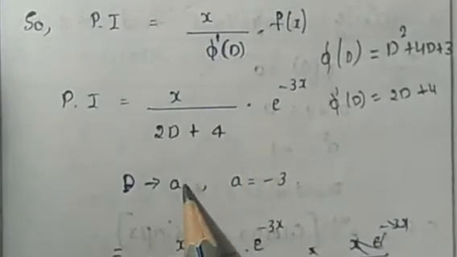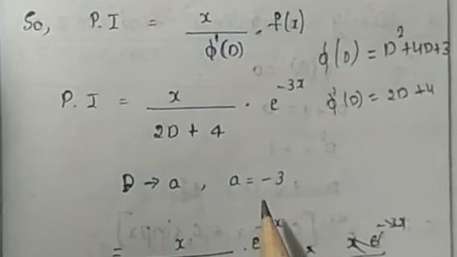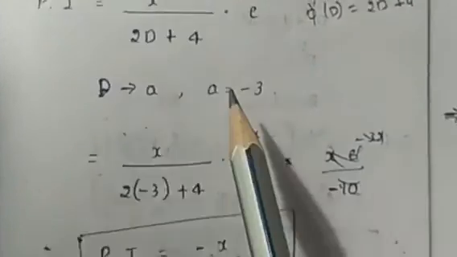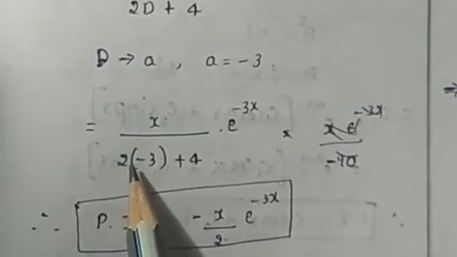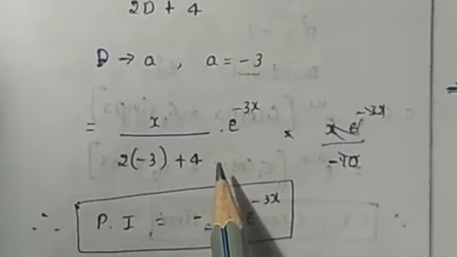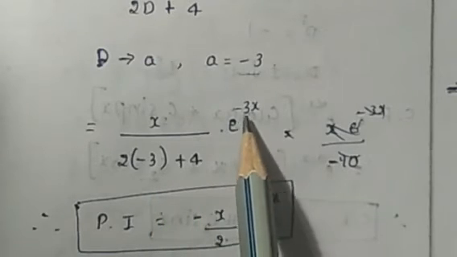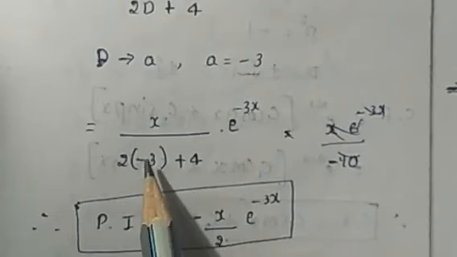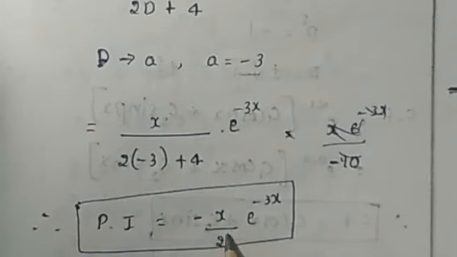So 2d plus 4 into e to the power minus 3x. d is replaced by a. What is the a value? A value is minus 3. So you get x by 2 into minus 3 plus 4, into e to the power minus 3x. If you solve this, you get minus x by 2 into e to the power minus 3x.